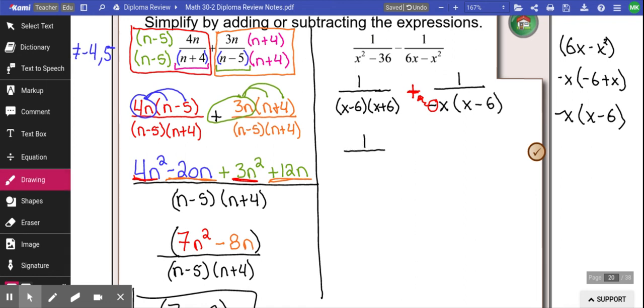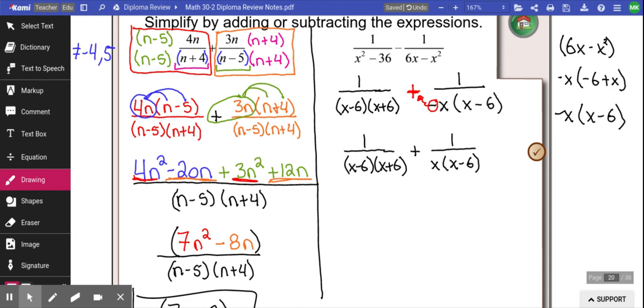1 over x minus 6, x plus 6, plus 1 over x, x minus 6. If you didn't do that, you still have a subtraction question, that's fine. You can do it exactly like a subtraction question, and life would be good. I missed a bracket. All we've done is factored. That's it. That was the factor step.